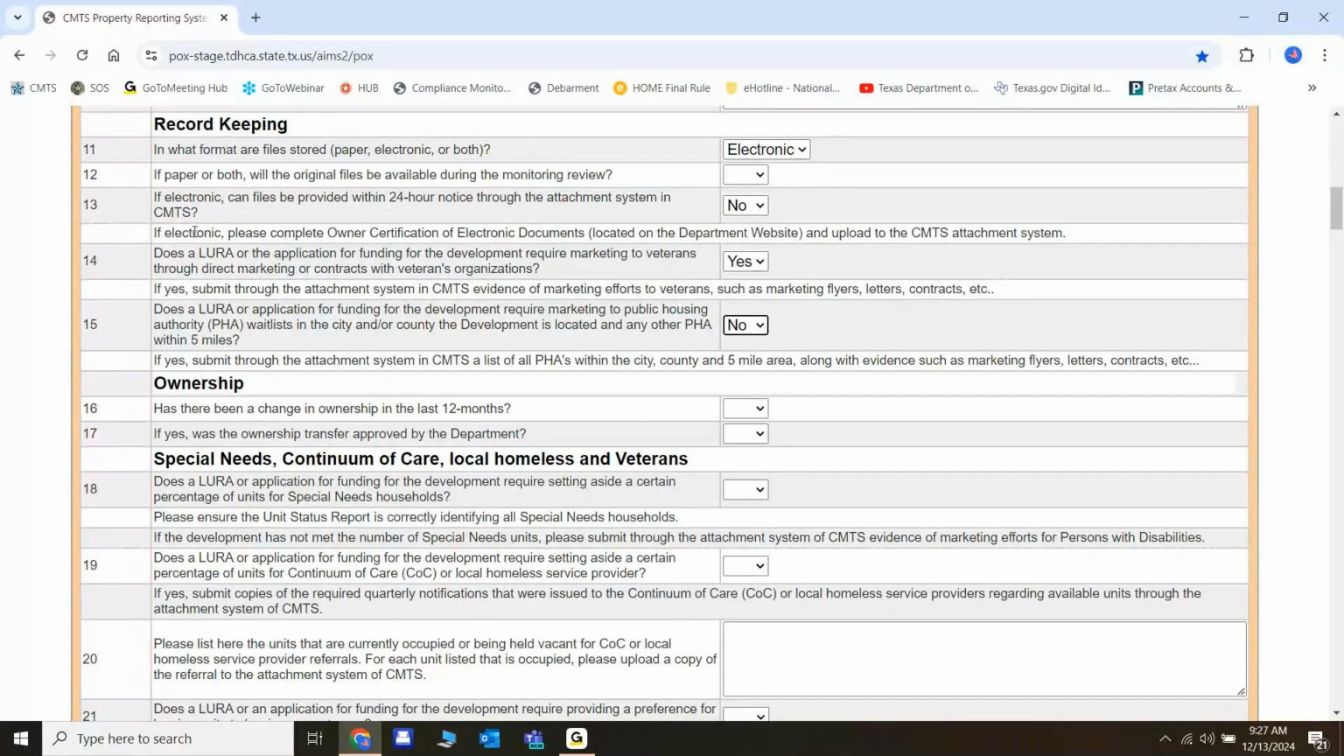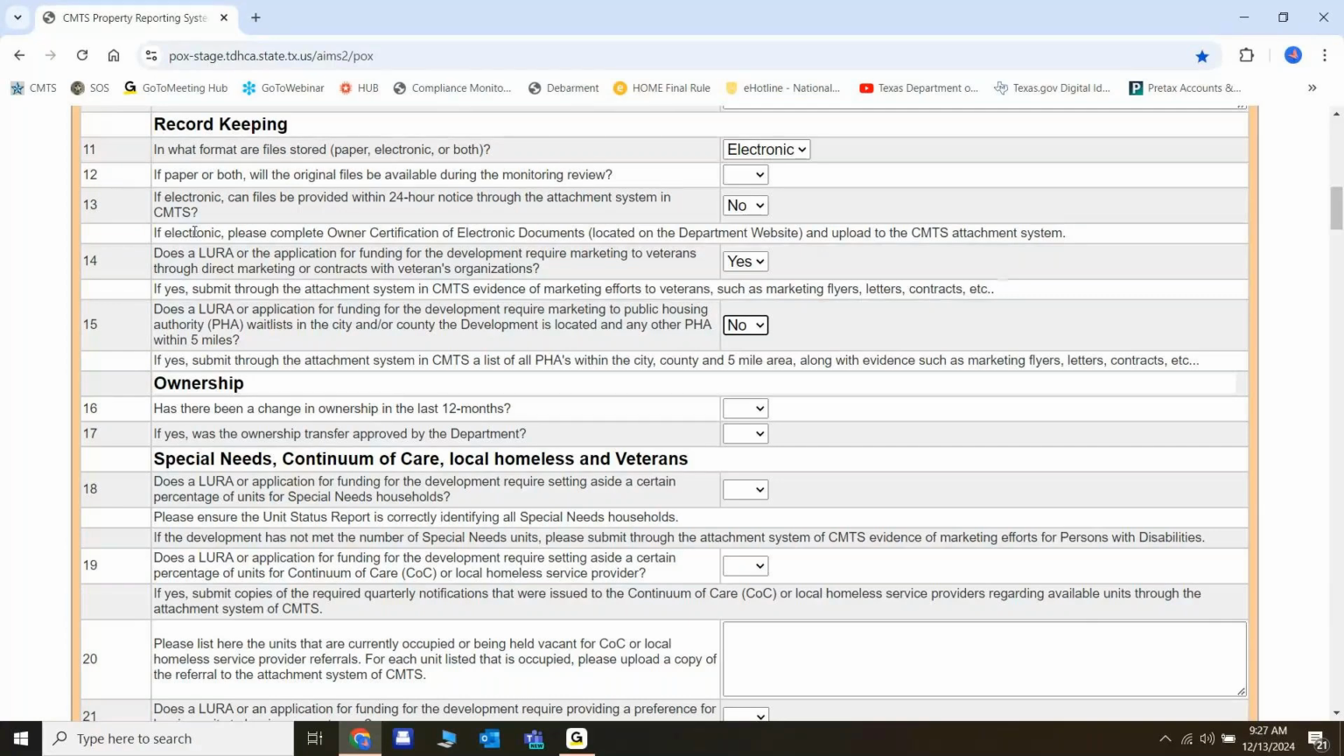It does. And to follow up on that, if they are electronic and they don't have a monitoring review scheduled, could they go ahead and complete that form and upload it so that we would be aware of it when a future review is scheduled?